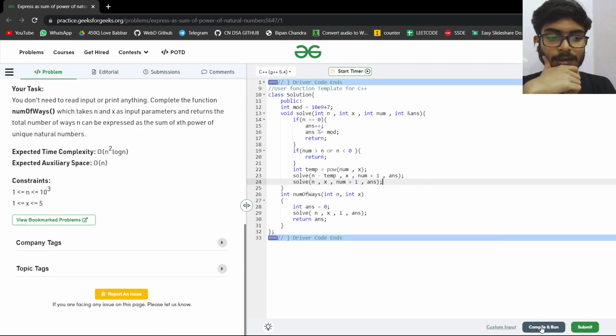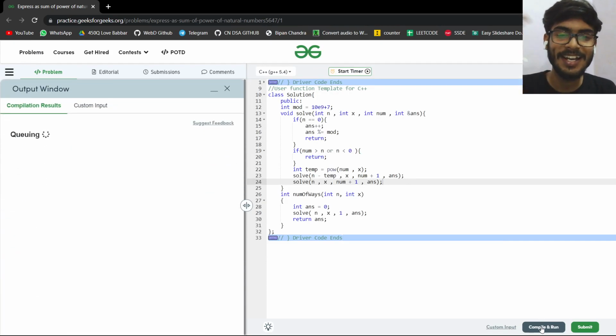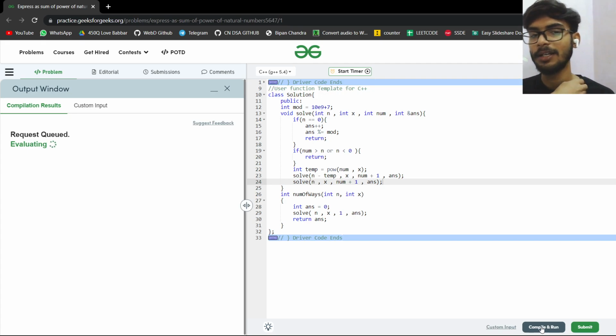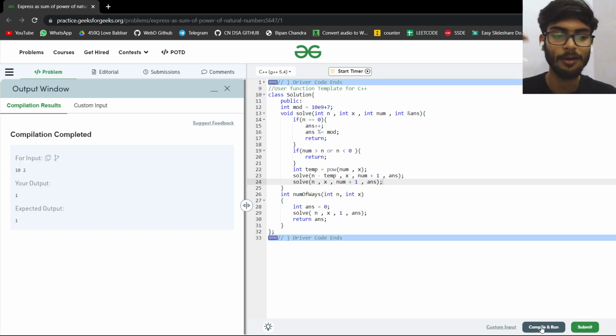Let us compile and run it. I know it has a very high time complexity and it is not going to be submitted or accepted, but for now it is capable of running the sample test cases. Okay, now if I submit it, it is going to give us a TLE, है ना.